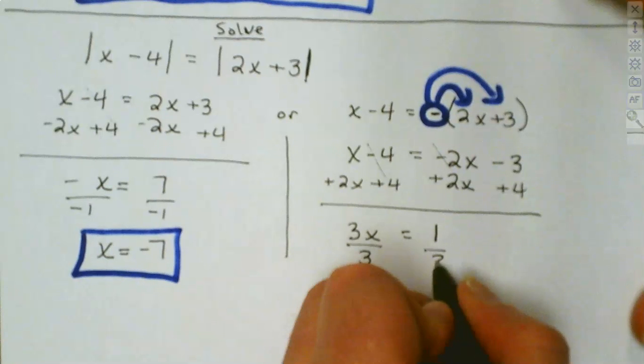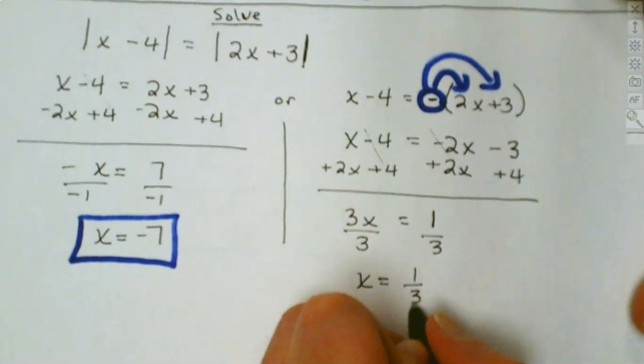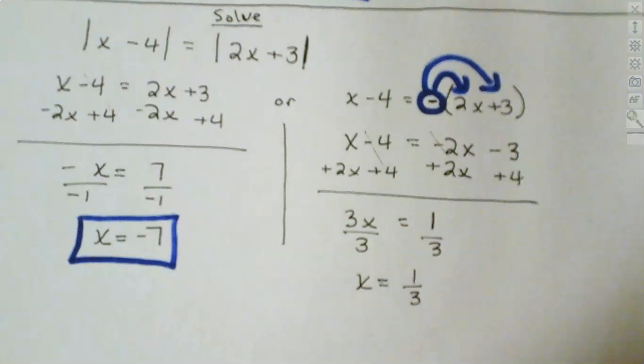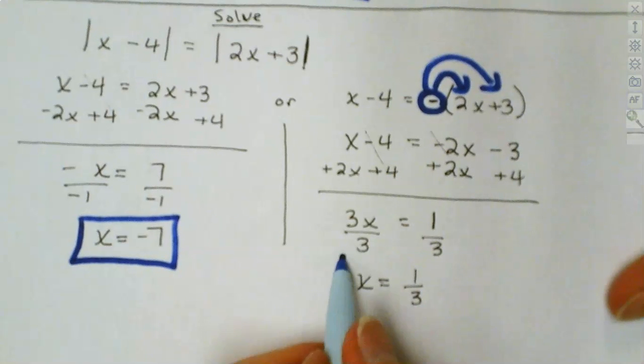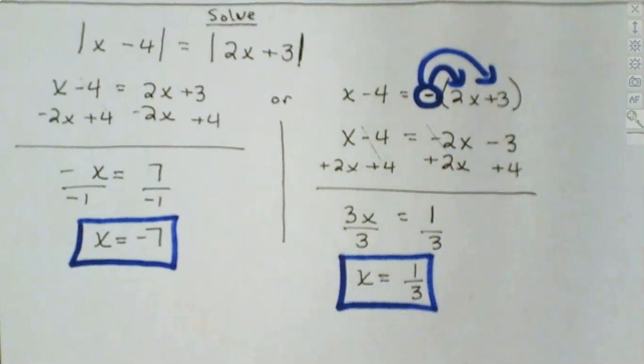Divide by our 3. And then what do we have? We have x now equals what? 1/3. There's your two solutions.